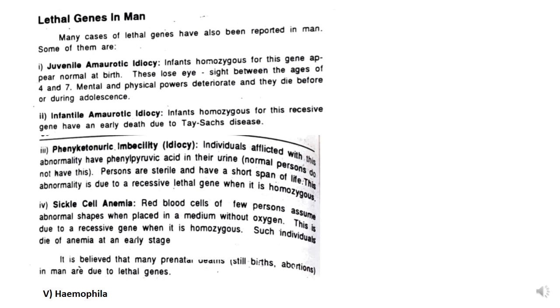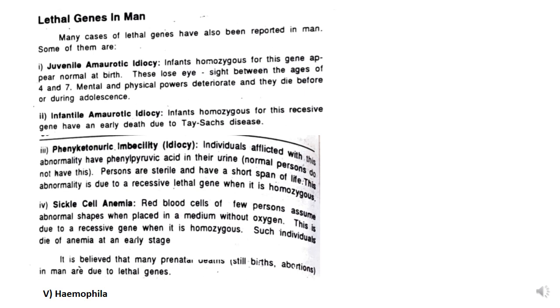And the fourth example is sickle cell anemia. We have discussed this in class, that this is an autosomal disease, and this is also an example of pleiotropy. The red blood cells of a few persons assume abnormal shapes in a medium without oxygen, and this is due to a recessive gene when it is homozygous. Such individuals die of anemia at an early stage. This happens in the homozygous recessive condition, and it is believed that many prenatal deaths, stillbirths and abortions in man are due to lethal genes.